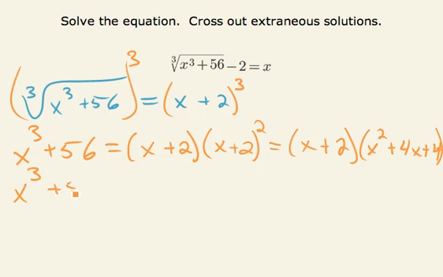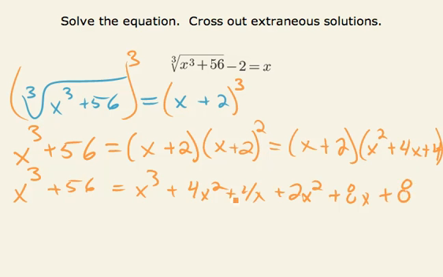On the left, we still have this x cubed plus 56. On the right now, we multiply this together, and I have an x cubed, and I have x times 4x, a 4x squared, and I have x times 4, 4x. And I have 2 times x squared, 2x squared. And I have 2 times 4x, 8x. And I have 2 times 4, 8. So we get this big long mess. All right. So now we have a polynomial, x cubed plus 56 equals x cubed plus a bunch of other stuff. Let's go ahead and solve this polynomial, which we want to do by taking everything and throwing it on one side of the equal sign so that it's equal to 0, and then we factor and we solve. So let's do this. Let's subtract x cubed from both sides.